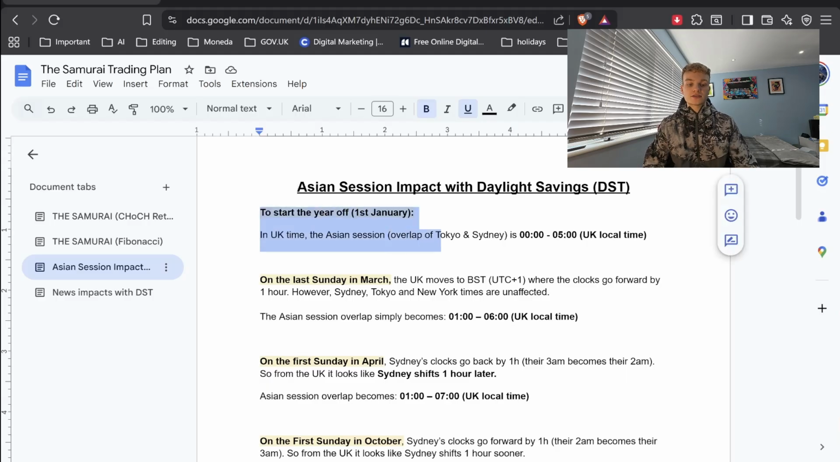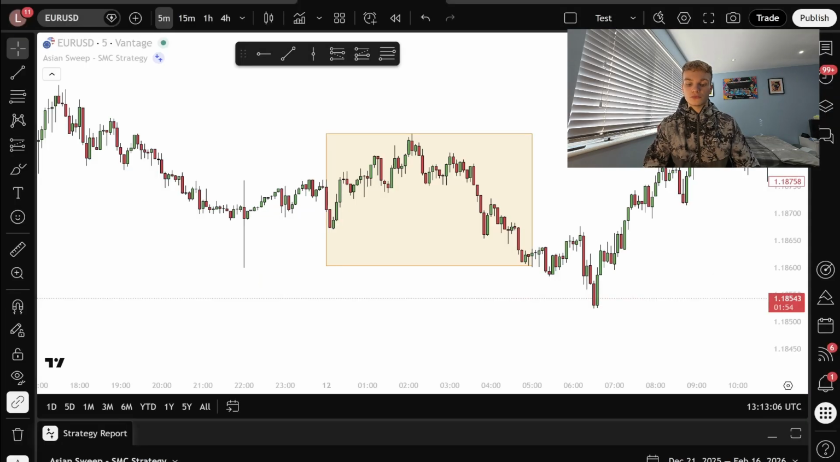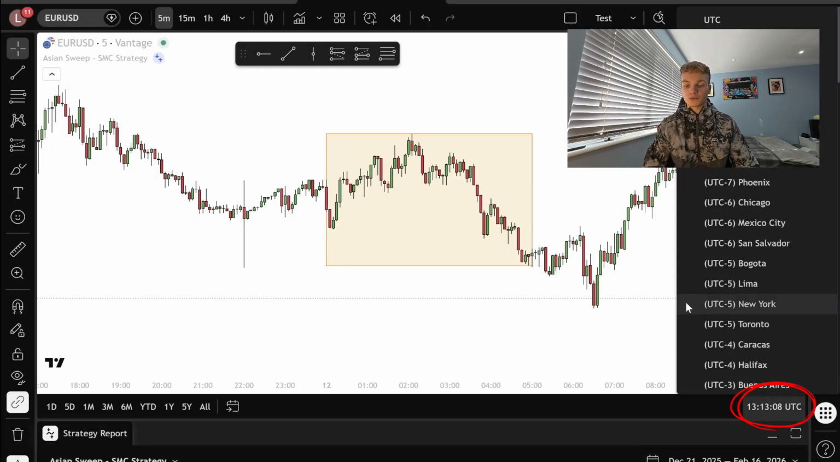So it says to start off the year, the 1st of January, we want to set our Asian session overlap, which is the Tokyo and Sydney overlap, to midnight till 5 AM UK local time. So if you go onto TradingView and you look down in the bottom right hand corner, you're going to have the current time frame that you're in.